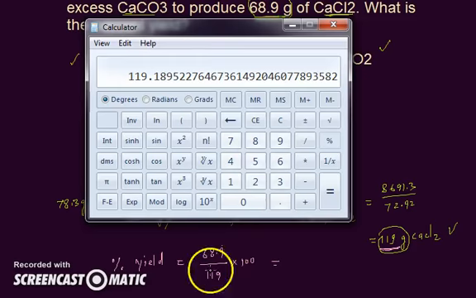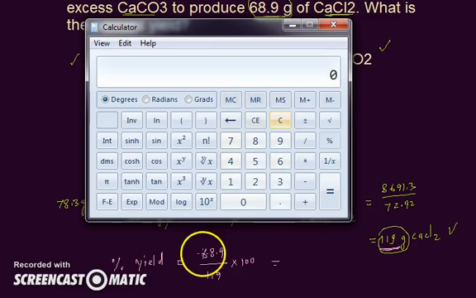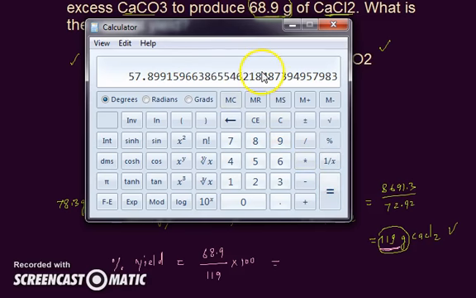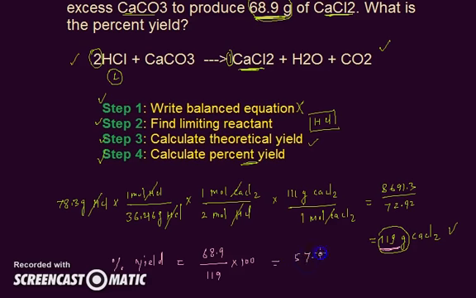Now we use the calculator. We have 68.9 in the top, multiplied by 100, and now it is divided by 119. This is the value we get. But we pick this value with 3 significant figures. 1, 2, 3, up to 8 we have 3 significant figures. We look at the digit next to 8, that is 9. 9 is greater than 5. That's why we round off 8 to 9. The value which we get is 57.9%. This is the percent yield.